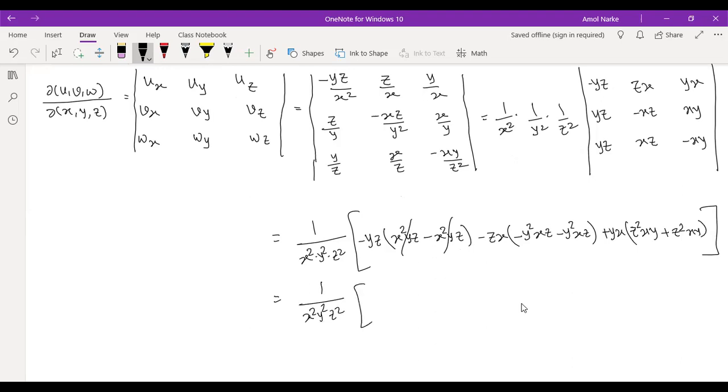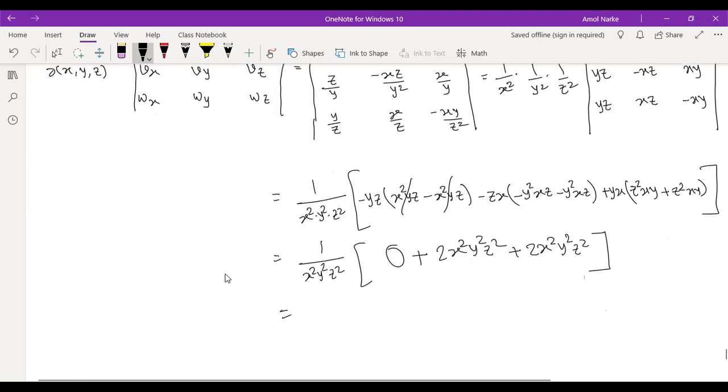This becomes 0. If I multiply, this becomes x square y square z square, two times, so plus 2 times x square y square z square. If I multiply, it is also 2 times, and if you multiply again, I am getting 2 x square y square z square. Got it? Yes. So it's 4. Final answer is 4. Yes, correct.